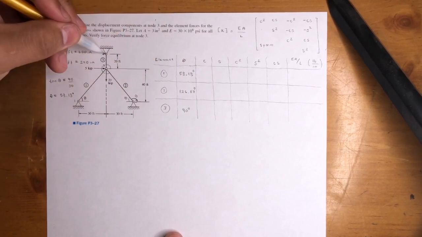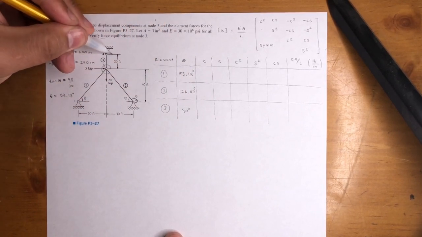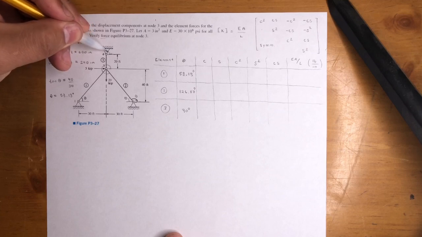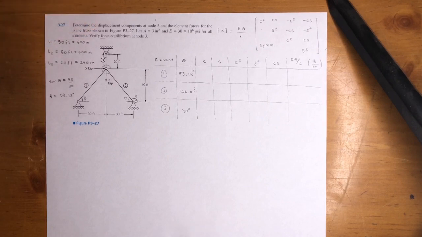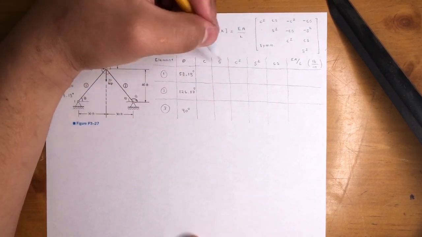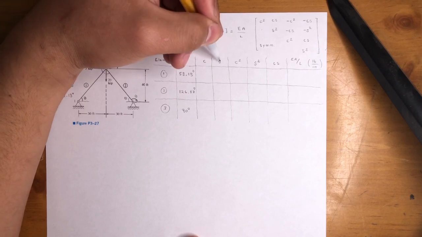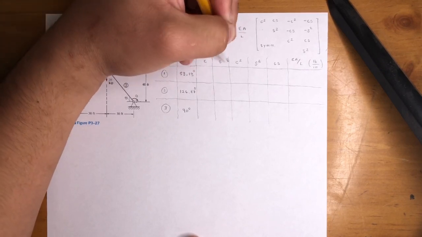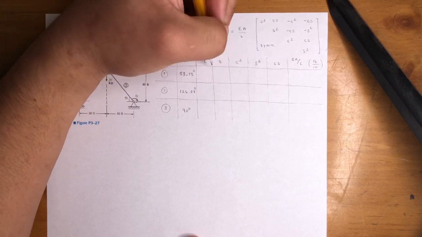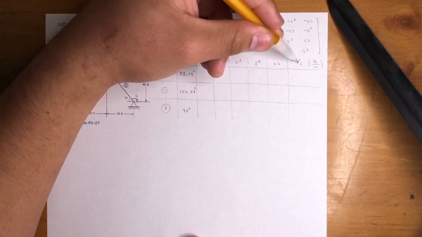Again, if you went from 4 to 3, you would have done it with respect to the positive x-axis, and that would have been a nice 270, okay? But that's it. So let me stop it right here. I'll fill in this table, right? We're going to get the cosine and the sine of each angle, then cosine squared, then sine squared, then cosine times sine, and then EA over L.